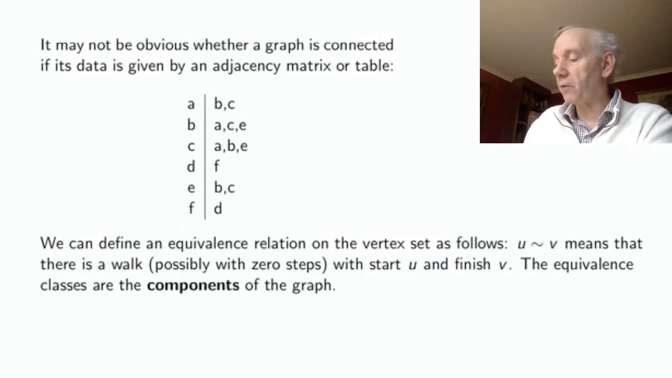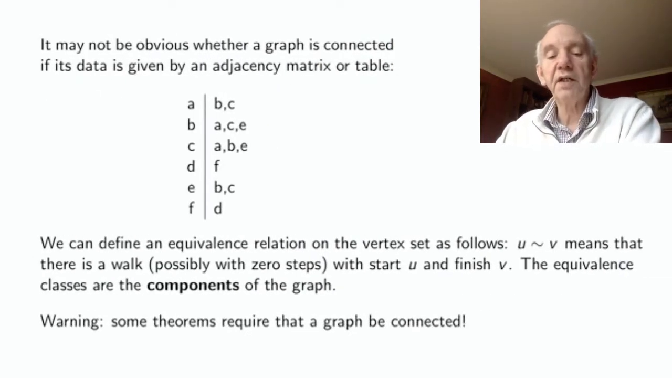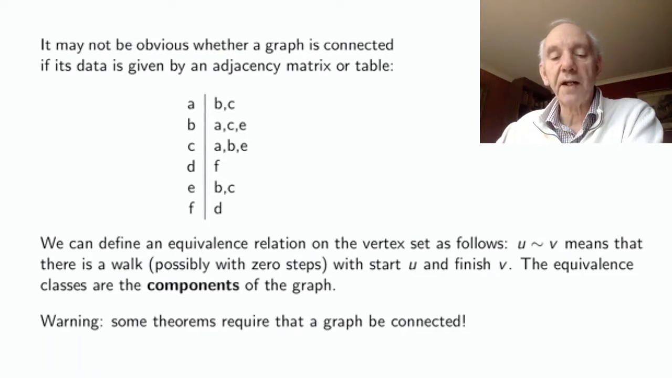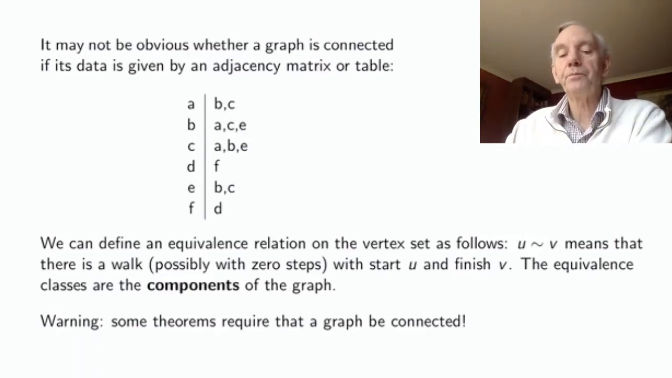And the other thing that I want to mention here as a warning is that sometimes if you have theorems or propositions about graphs, they will require that the graph be connected, particularly results about counting numbers of vertices or whatever. So be very careful when you look at a result and you're asked whether it's true or false. Does it say that the graph has to be connected? Because that result may be obviously false if the graph is not connected. So be on the lookout for that.